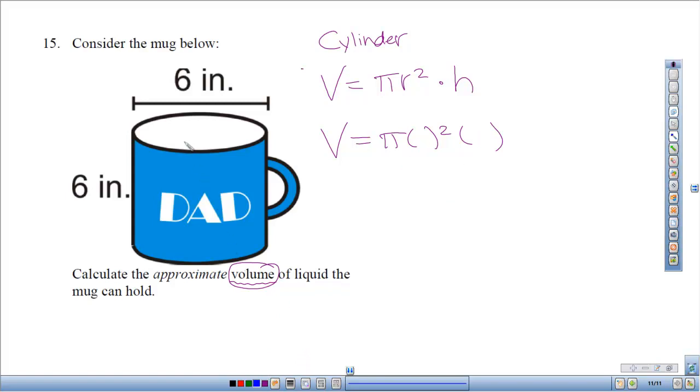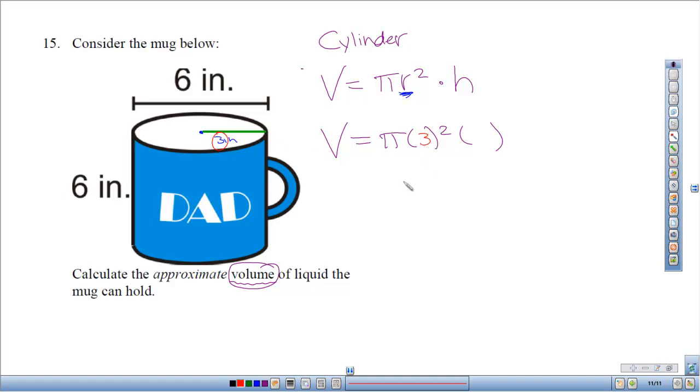Let's see, what goes here? The radius. Well, the radius is the distance from the center of the circle over to the edge of the circle. And here's the little problem. Is 6 inches the radius? No, 6 inches is actually the diameter. So what would the radius be? Well, it's going to be half as much. That would come out to be 3 inches. So my radius is that 3 right there.